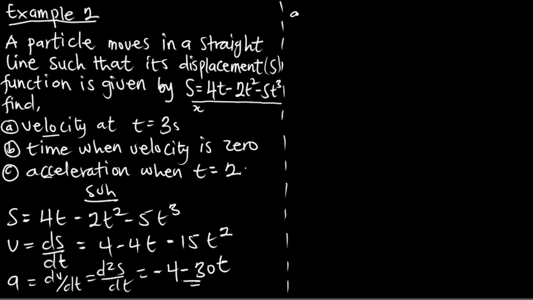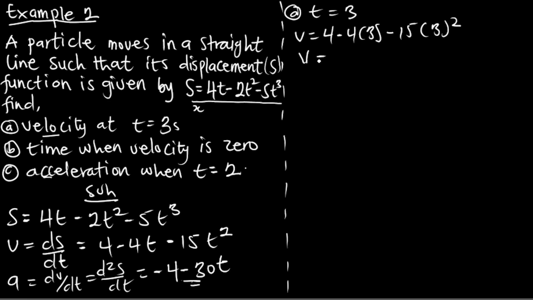So A, at t equal to 3, the velocity will be equal to 4 minus 4t, which is 3, minus 15 times 3 squared. Are you okay? So when you punch this on your calculator, your velocity is going to give you negative 143 meters per second. Are we okay?